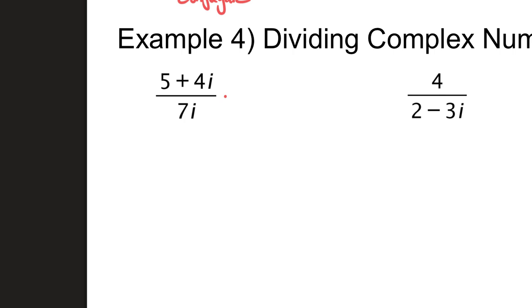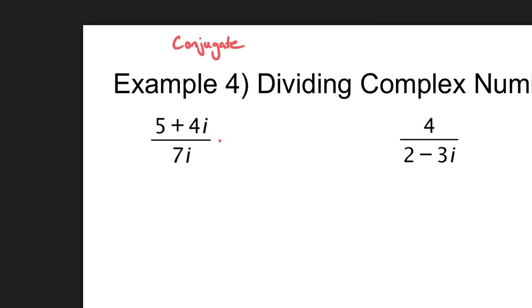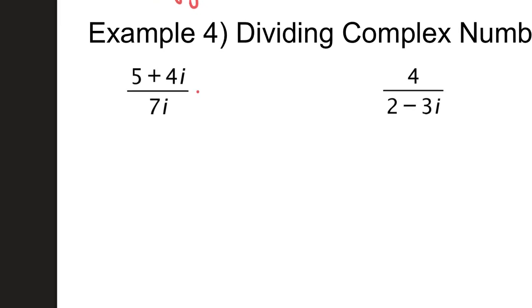And the conjugate of a complex number, so let me start with a regular old complex number, a plus bi. The conjugate of that number is going to be a minus bi. So you'll see the only thing we're changing is the sign of what is in front of the i term. So when I look at 5 plus 4i divided by 7i, in order to get rid of that i that's on the denominator, I'm going to multiply the top and the bottom by negative 7i. That would be the conjugate.